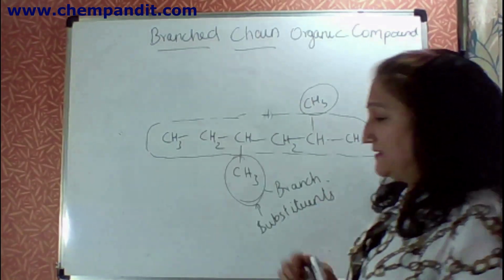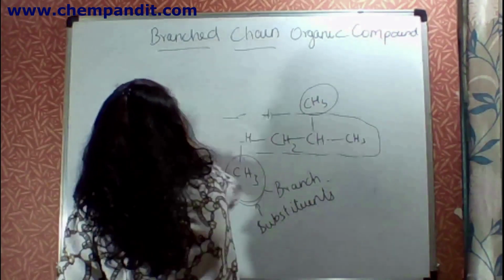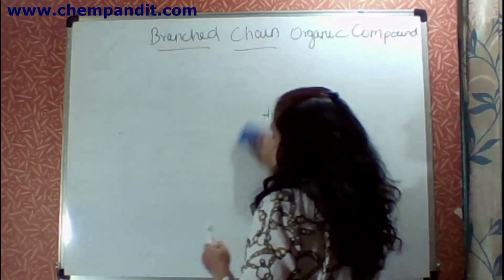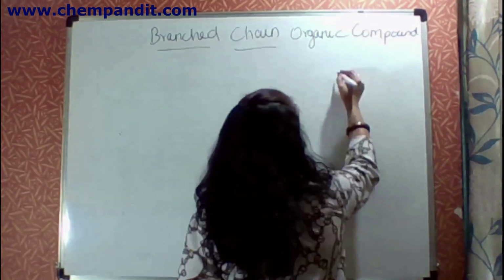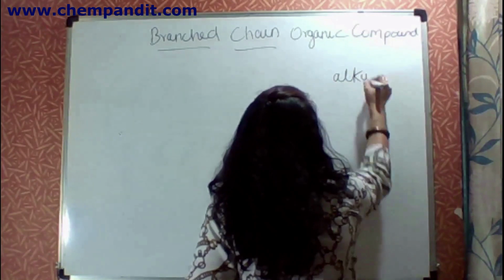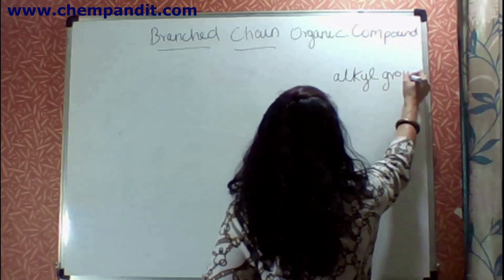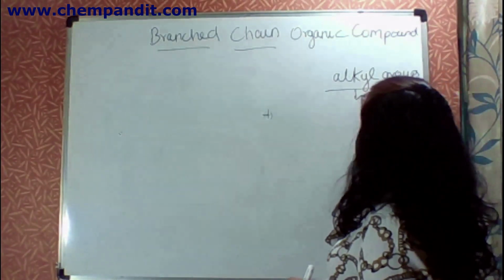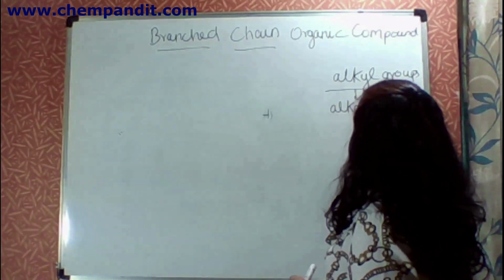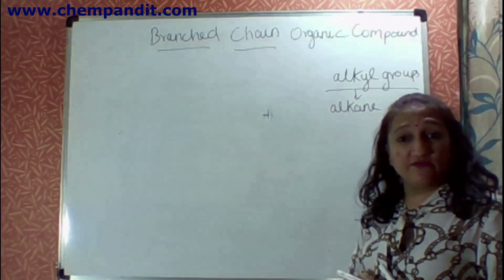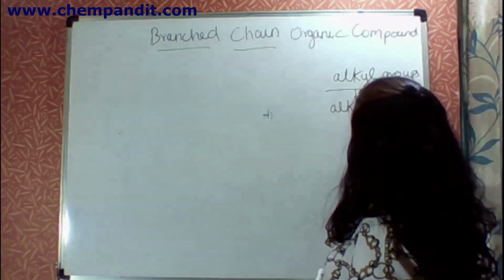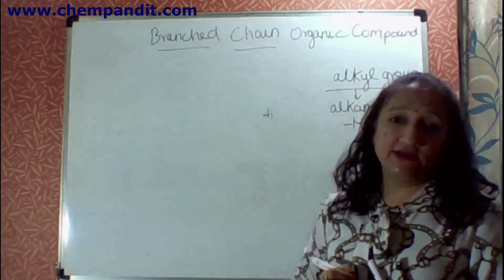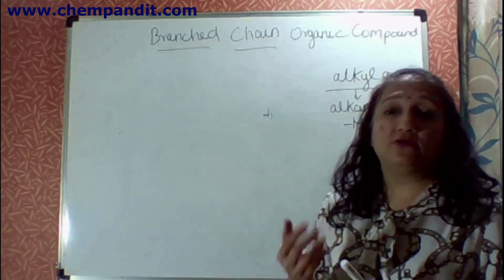Clear? Now, at this point of time, we need to discuss one more thing. The branches mostly are alkyl groups. Now, what is an alkyl group? The word alkyl is derived from alkane. If you remove one hydrogen atom from an alkane, the remaining molecule is known as the alkyl group.